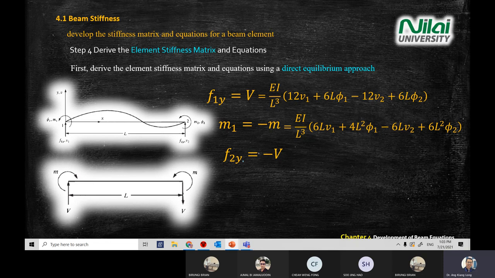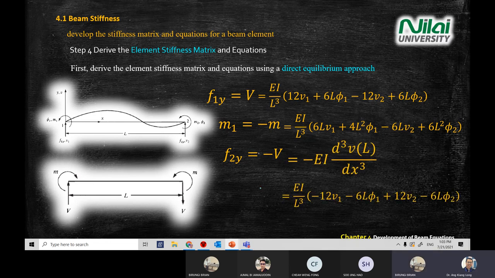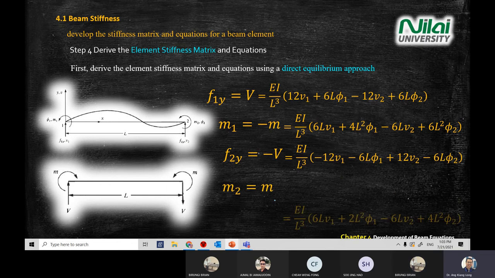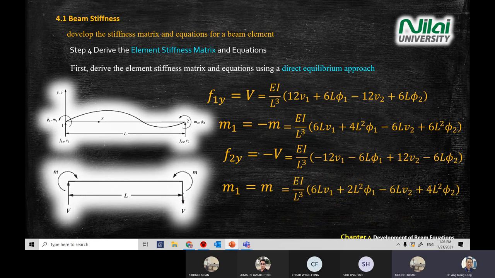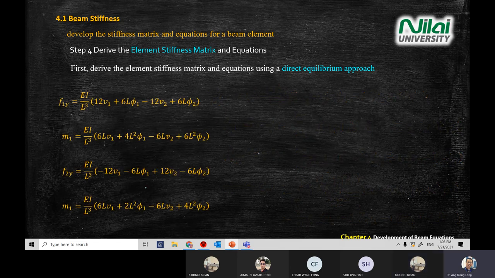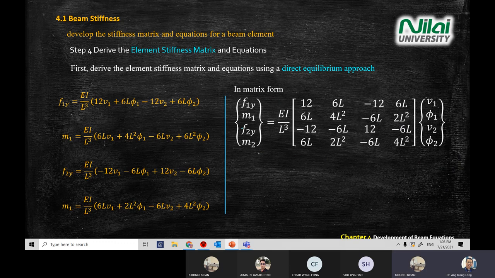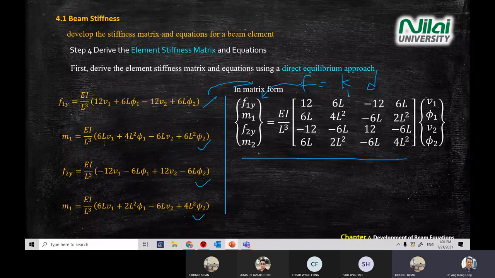Then you do the same for point two, and you get the result as you see on the screen. You do the same for M2 at point two. You should understand why this one is positive and why this one is negative. You get the equation as you see on the screen. You have these four equations, and you put them in matrix form like this. Go home and study how you convert equations 1, 2, 3, 4 into matrix form F equals KD. This is your F, this is your K, this is your D. Try to understand how you put all these numbers together.